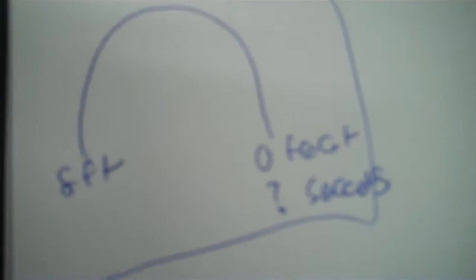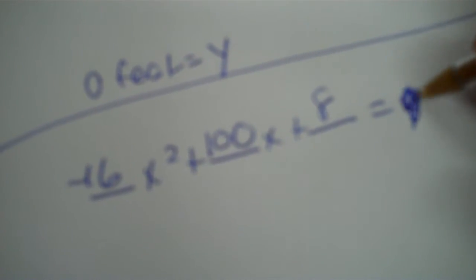Okay, so I mark where it starts at. It starts at 8 feet, and I mark where it finishes at, which is the ground. That means 0 feet. And I put question mark under that, and then seconds. Okay, so I've got x to the second, x, constant equals y. So negative 16 and 100 occupy the gravity and the acceleration rate, and then this 8 goes in the constant. Now 0 feet goes into the equation for the y variable. So remove the y from the equation, put 0.